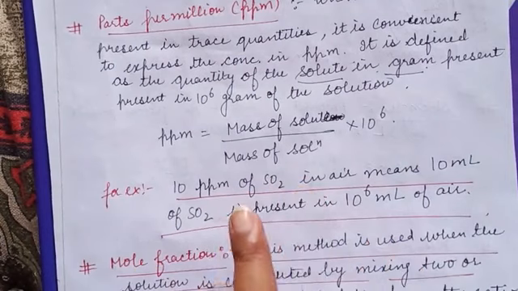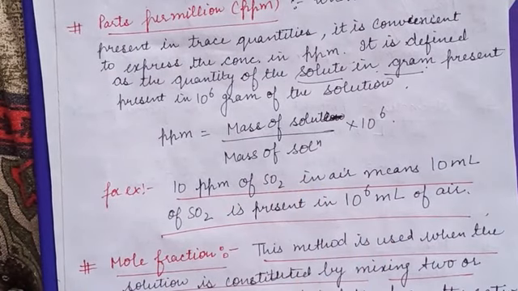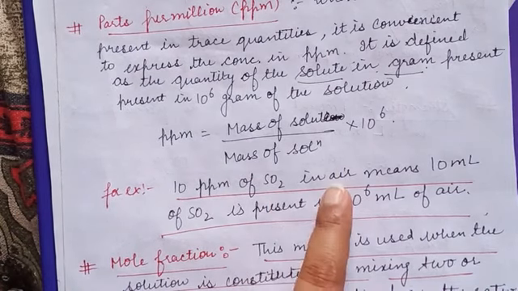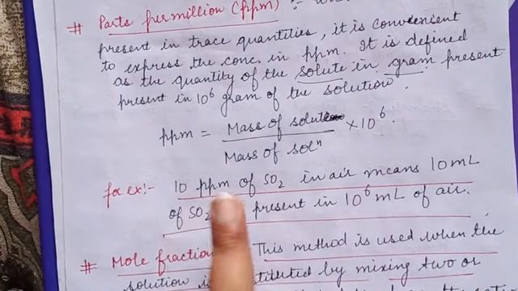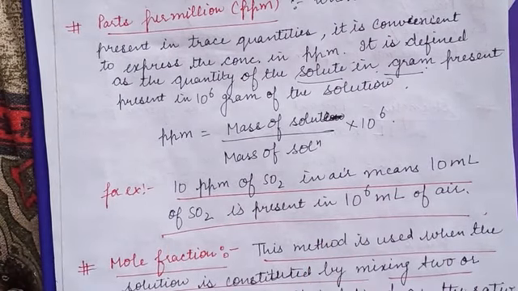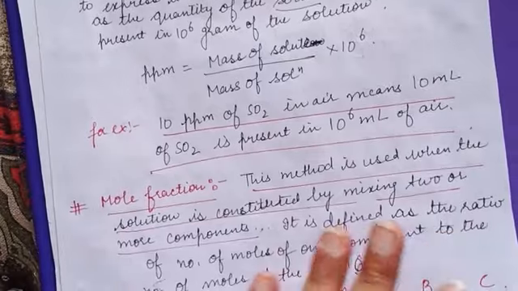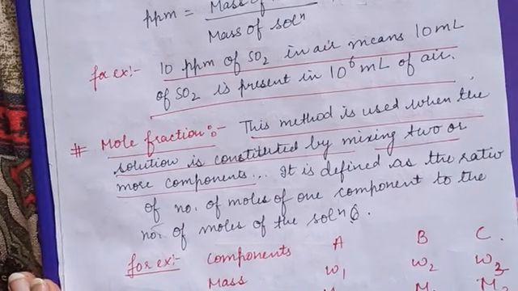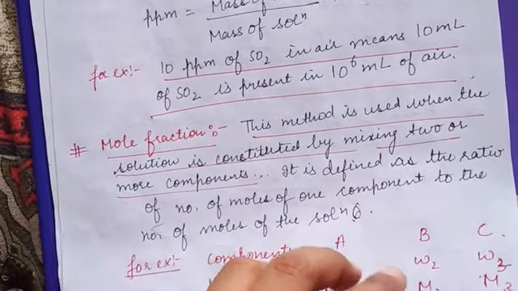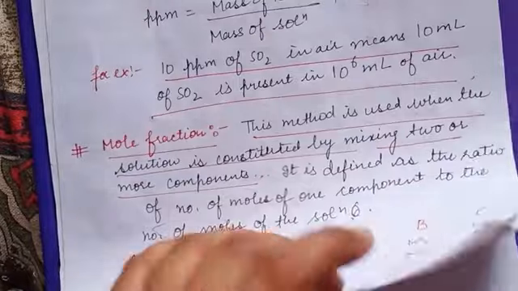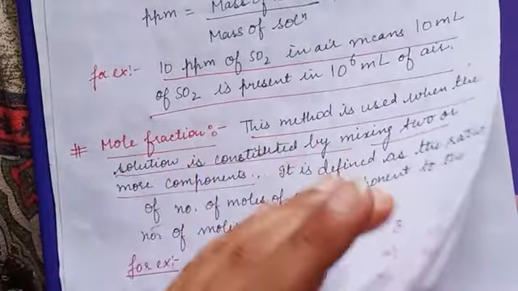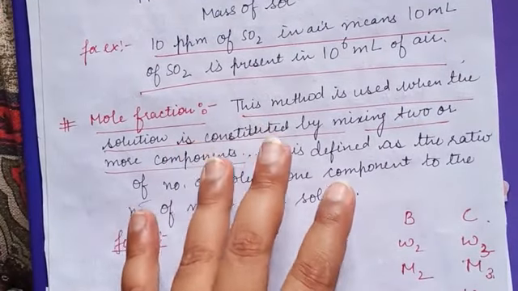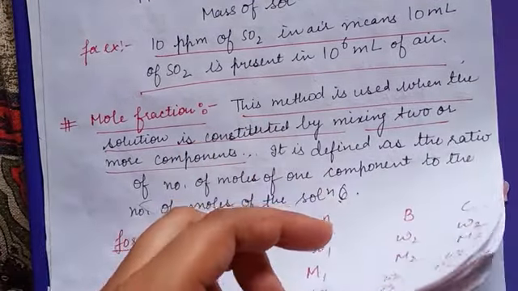I'll explain again. 10 ppm of SO2 means, if ppm is discussed in the form of volume, ppm of SO2 in air means 10 milliliter of SO2 is present in 10 raised to power 6 milliliter of air. Now next coming to a very, very important method, that is mole fraction. These are the methods we are going to study and do the numericals on. The previous methods were not quite important, but these methods are quite important, so focus carefully.